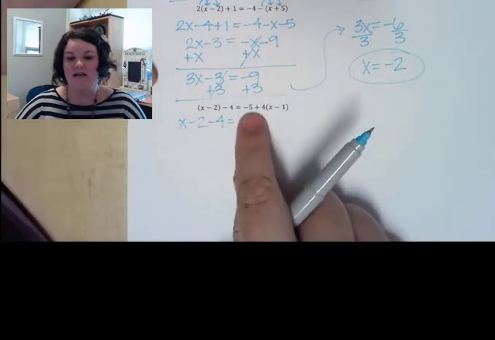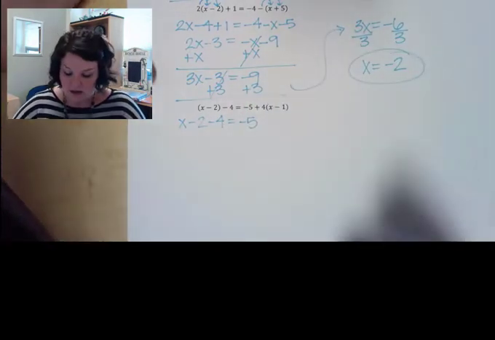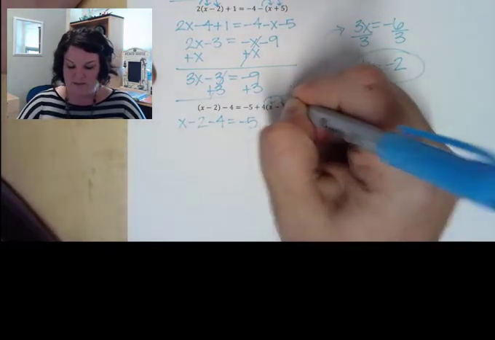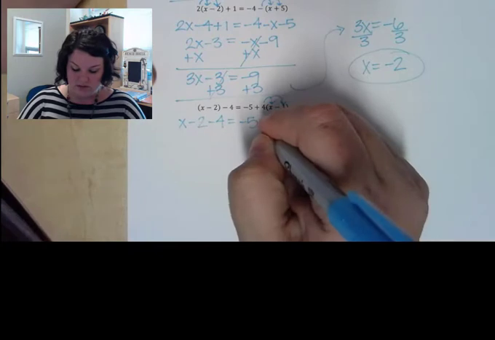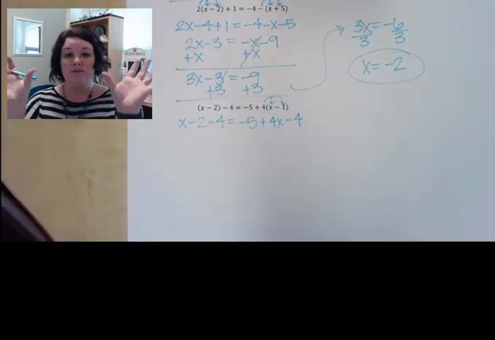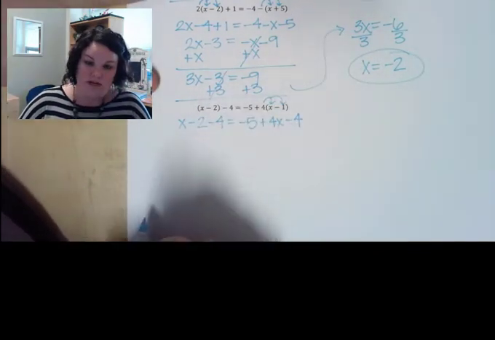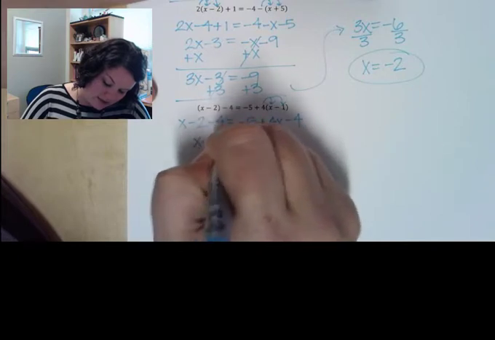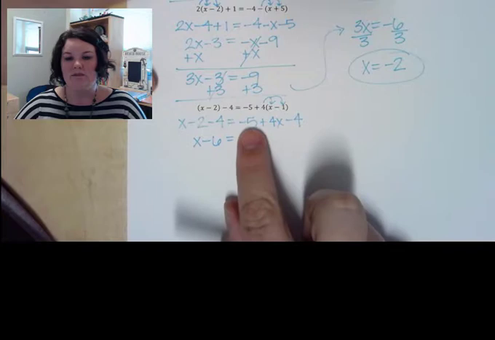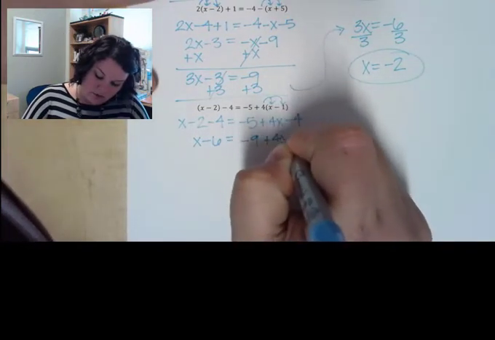On the other side, this -5 doesn't have anything being done to it, but I do need to go ahead and distribute this 4 into the quantity. So 4 times x and 4 times -1, which will give me a +4x and a -4. Then I want to simplify on both sides of the equation, right? So -2 and -4 is going to give me a -6. So on the left, I have x minus 6. And on the right, I need to combine my -5 and my -4. So I have -9 plus 4x.